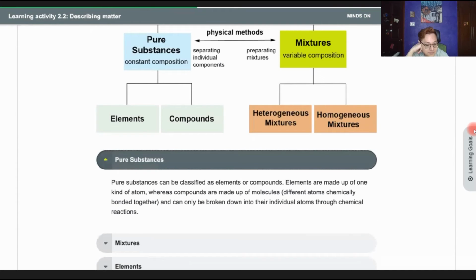Pure substance can be classified as element or compound. Elements are made up of one kind of atom, whereas compounds are made up of molecules, different atoms chemically bonded together, and can only be broken down into their individual atoms through a chemical reaction.